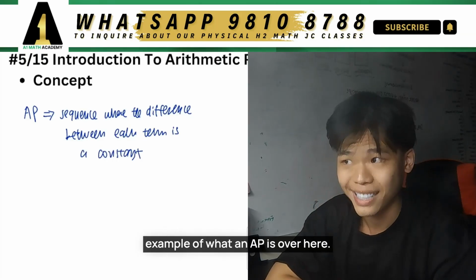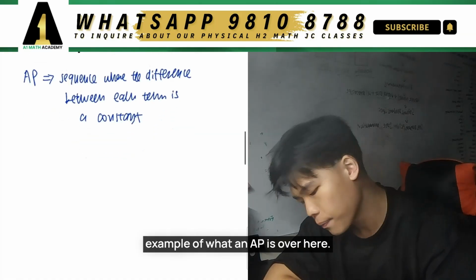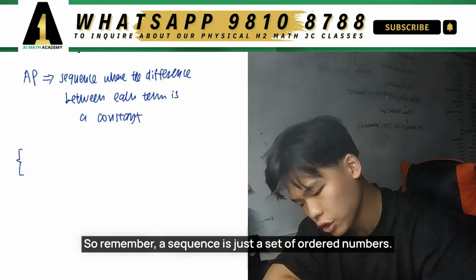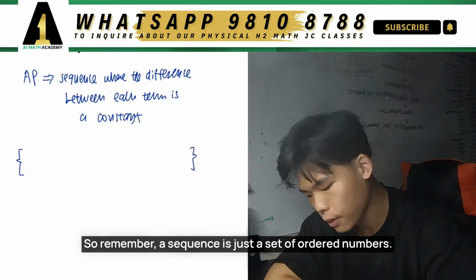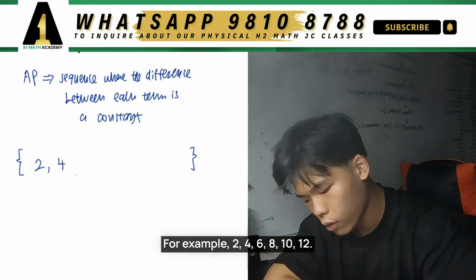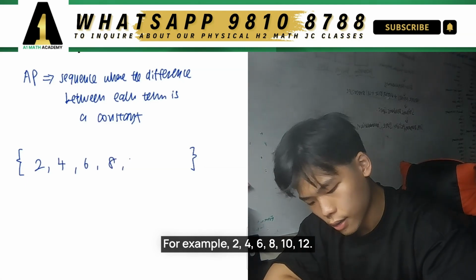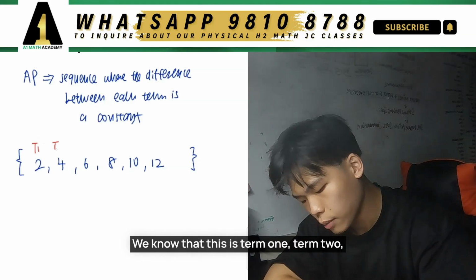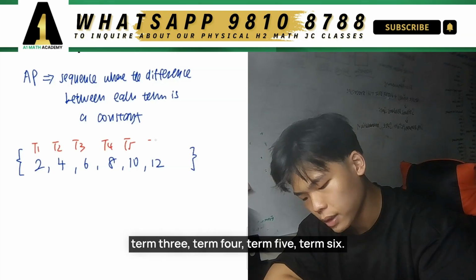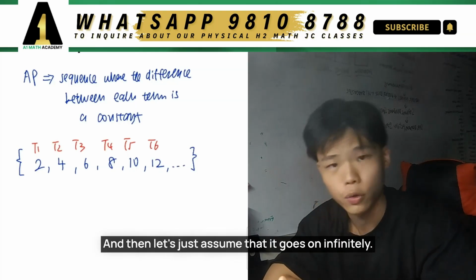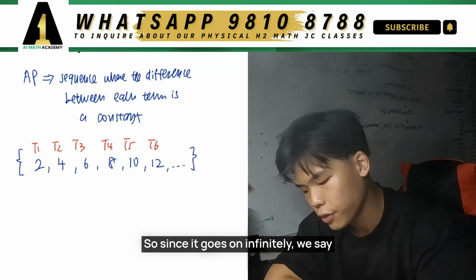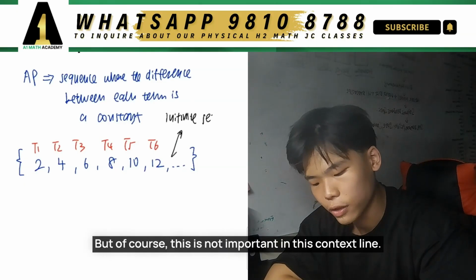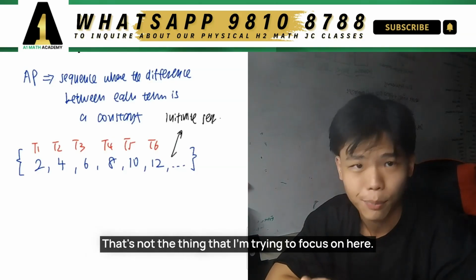Okay, so I'm just going to give an example of what an AP is. For instance, let's say we have this sequence. Remember, a sequence is just a set of ordered numbers. For example, 2, 4, 6, 8, 10, 12, and then let's say it ends here. We know that this is term 1, term 2, term 3, term 4, term 5, term 6. Then let's just assume that it goes on infinitely. Since it goes on infinitely, we say that this is an infinite sequence, but of course, this is not the thing that I'm trying to focus on here.